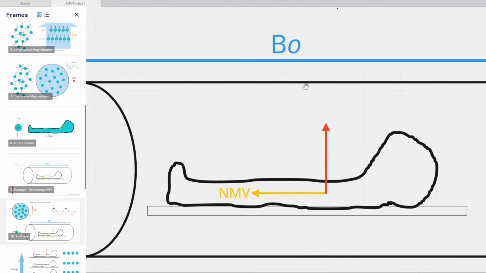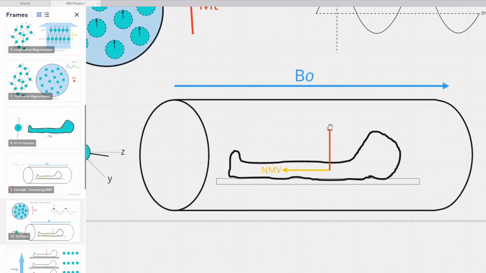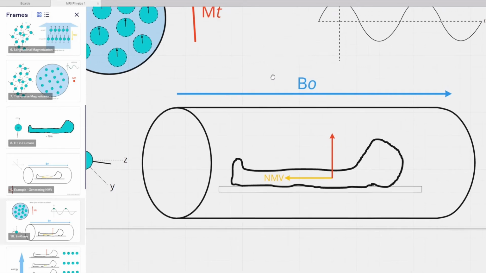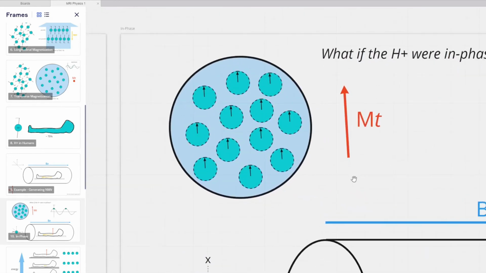If we had a receiver out here, on the edge of the tube, would we be able to detect this signal? Yes, actually. Yes, we would. And we'll get into the specifics of that. So what would this look like?